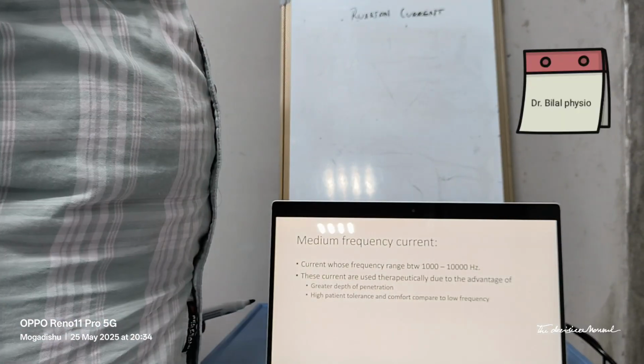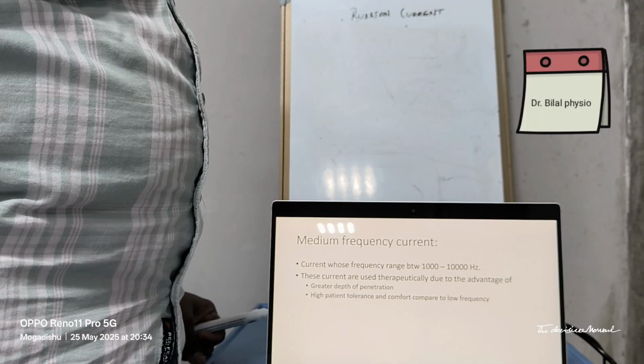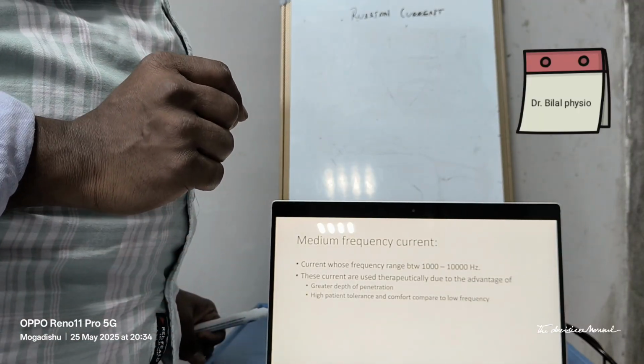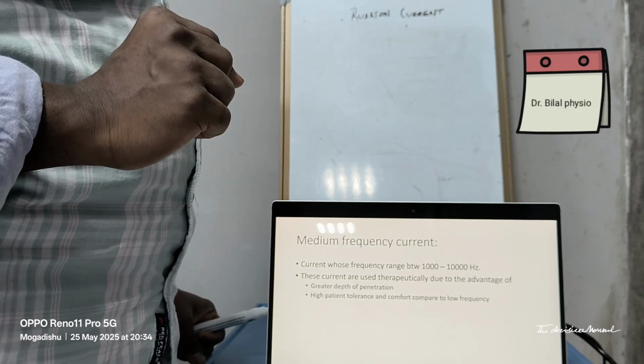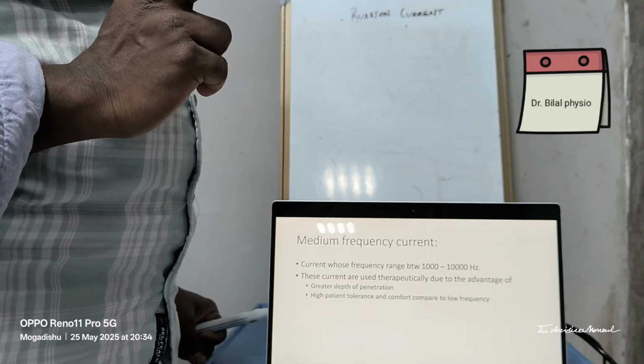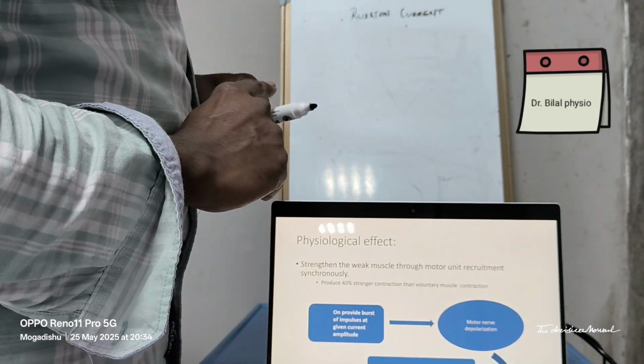As we discussed, it's a medium frequency current with a frequency range between 1000 to 10,000 Hertz. And this current is therapeutically used with the basic advantage that its depth of penetration is much deeper and it is highly tolerable and comfortable for the patient. What is the physiological effect?